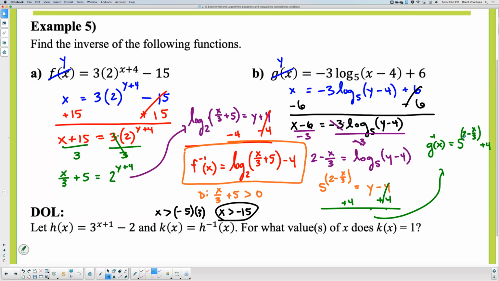And for exponentials, the domain is all reals, because of a logarithm, its range is all reals. So here, the domain would be all reals. So I'll go ahead and just put that in right there. And that would be my solution.